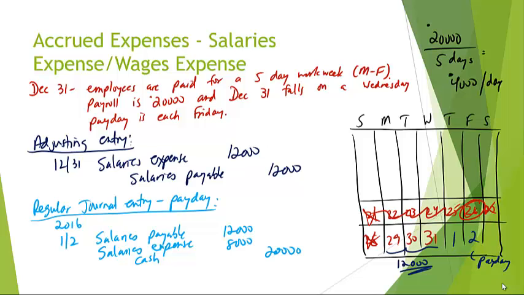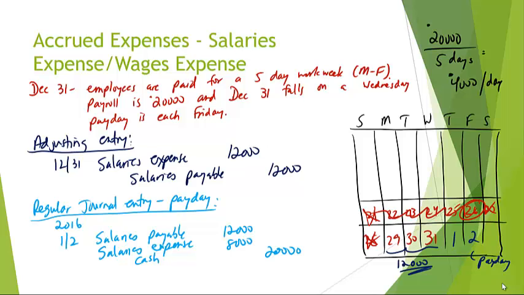Now, if you look at the red 29, 30, and 31 of the calendar, you can see that those 3 days fall in December, and then you look at the blue text, the 1 and the 2 fall in the new accounting period, which would be January 1st and 2nd. The issue is that we're not going to pay them again until January 2nd, which is the new accounting period.